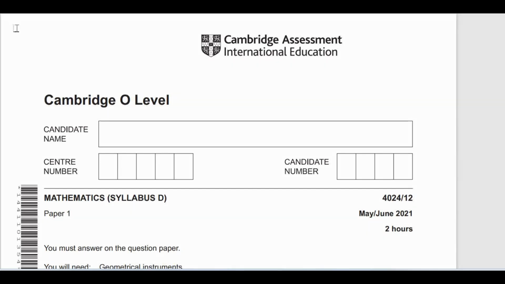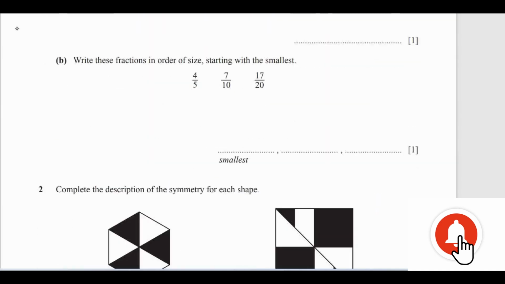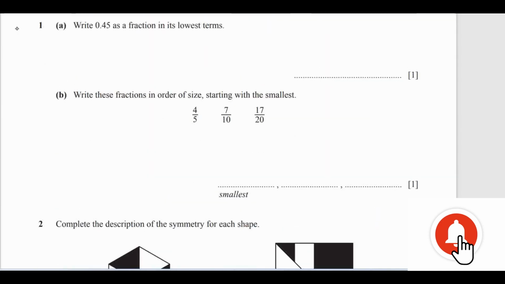Today we are going to discuss paper 1-2 of May June 2021, paper 1. Please keep this thing in your mind that we are not allowed to use the calculator, so calculator must not be used in this paper. Now let's move on to question number 1. It's an 80 marks paper.